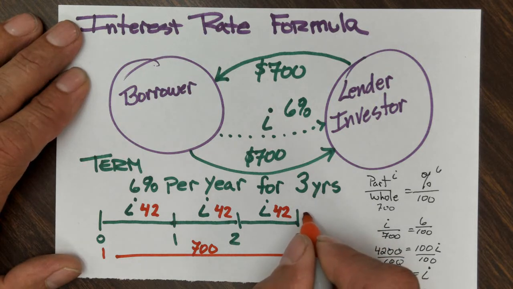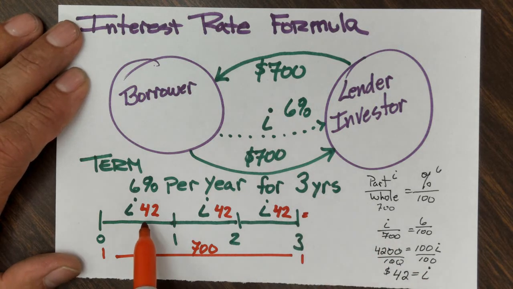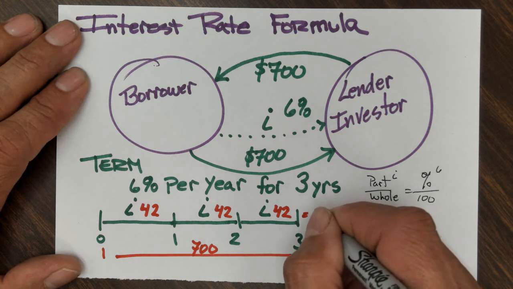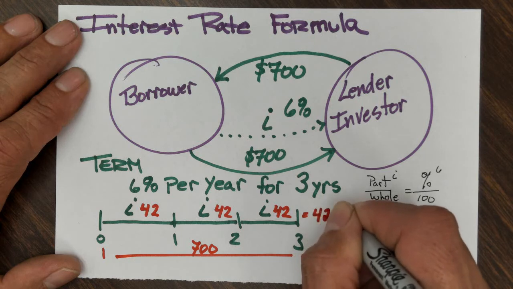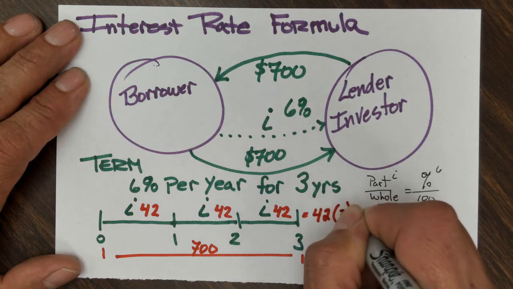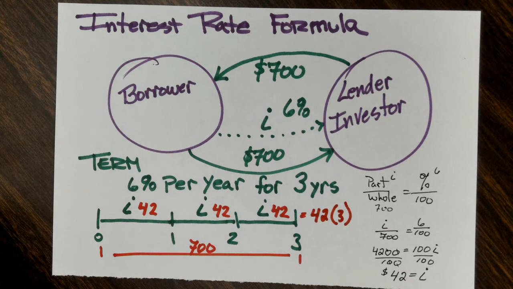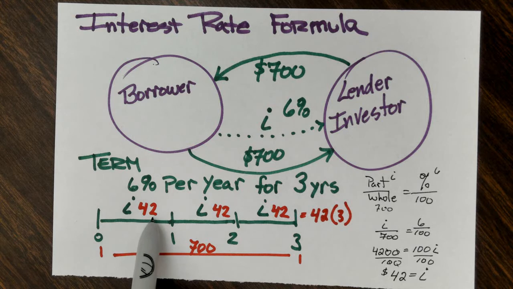Here, we can figure out the total interest by just multiplying 42 times 3. So 42 times 3 will get us our total interest. Now if we look at this and think about it for a moment, there's a pattern, a relationship. Where did the $42 come from?